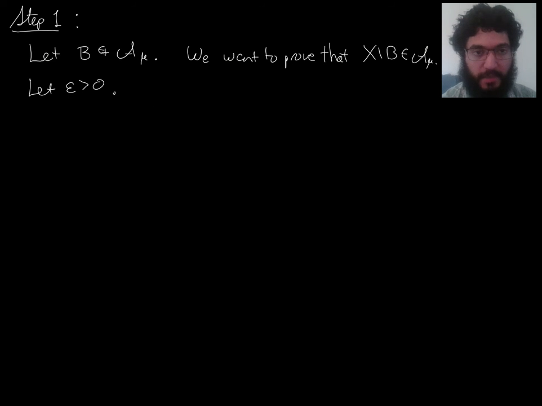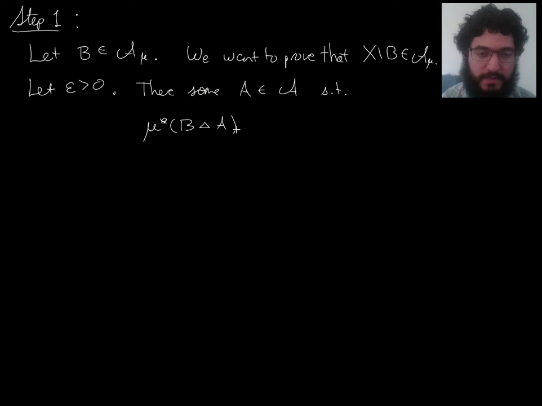All right, I'm going to start by doing it for B, since I know B is mu measurable. So using the mu measurability of B, there is some set from our original algebra of sets such that mu star of this symmetric difference is less than epsilon.